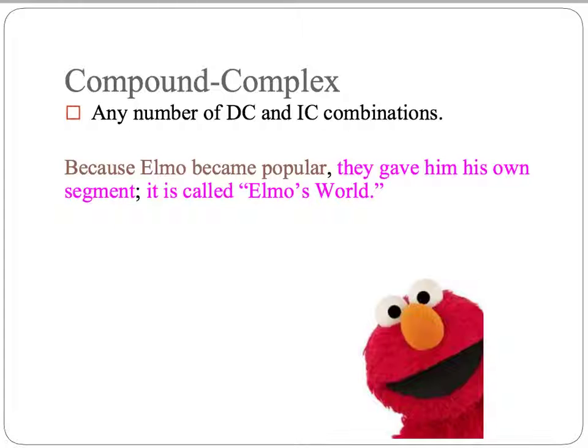Now I can also put all of that together to make a compound-complex sentence. That's any number of dependent clauses and independent clause combinations. So, "because Elmo became popular," you notice we have a dependent clause. "They gave him his own segment." Now we have an independent clause. Now I'm going to use a semicolon to attach a second independent clause: "it is called Elmo's World." Because I have two independent clauses, that makes it a compound. But I also have the dependent clause, so I know it's a complex. So this altogether is the compound-complex.